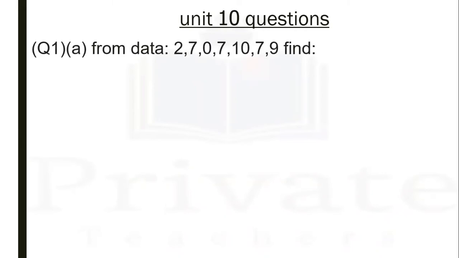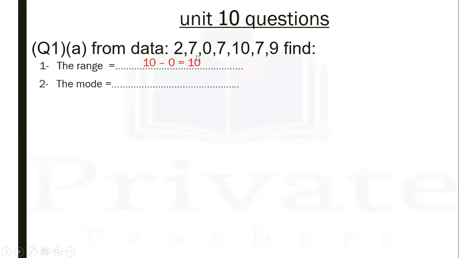Unit 10 is about statistics. Statistics contains two parts of questions. The first part is when we have data, the second part is when we have tables. So from the first question about data, from data 7, 0, 7, 10, 7, 9, find the range. We know that the range is the highest observation minus the lowest observation. So the highest one is 10 and the lowest one is 0, so it will be 10 minus 0, which is 10.